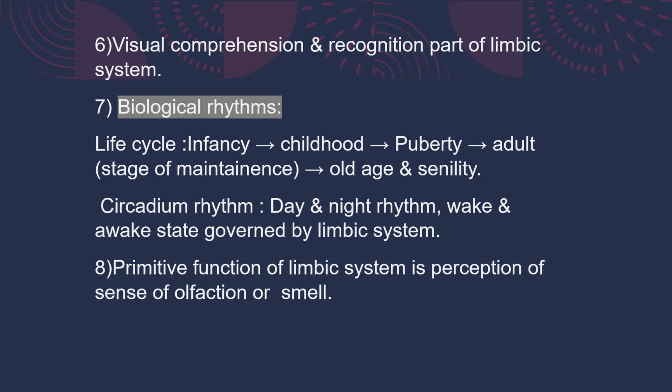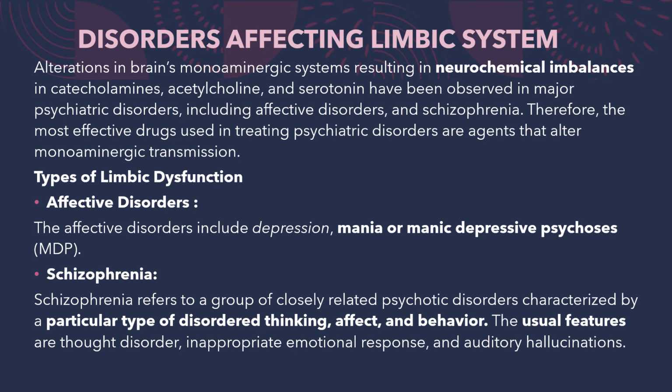And then lastly, the primitive function of the limbic system is perception of the sense of olfaction or smell. So this is the primitive function of the limbic system: perception of olfaction, or sense of smell. So we have seen the various functions of the limbic system. Now we will see the disorders affecting the limbic system.